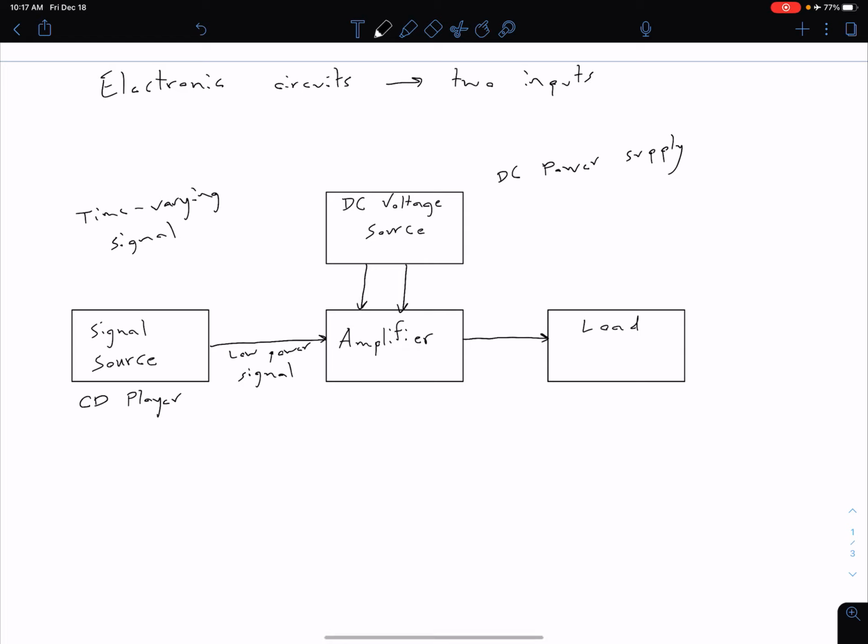Our amplifier, of course, is going to, with the help of this DC power supply, make that signal higher, have more power, so we're going to have a high power signal, which is being sent to our load. And so of course if we have some type of music, maybe our load is going to be a speaker which is able to play that music at a louder volume. So what we're going to focus on is of course these amplifiers.